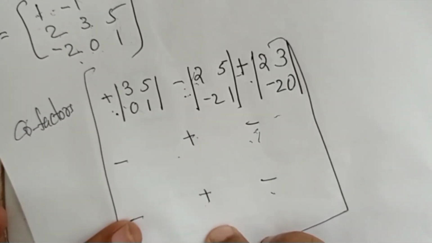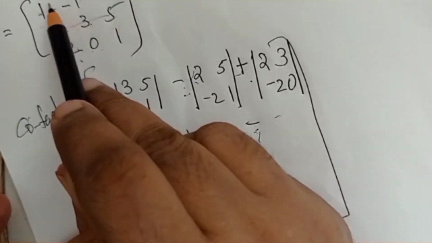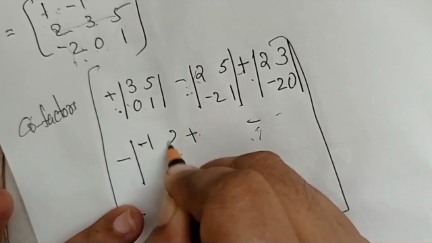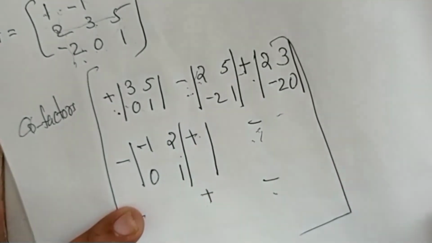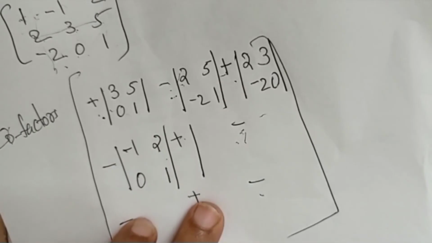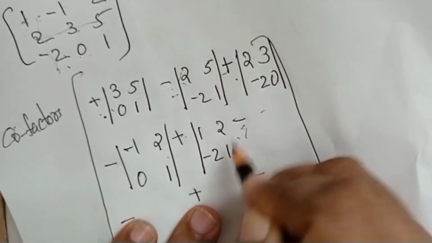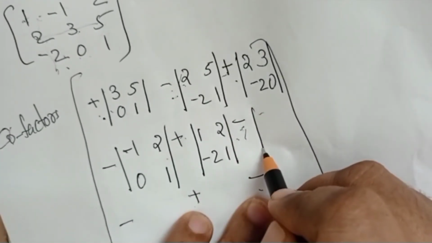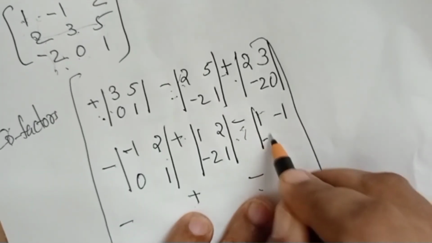Then what about the next one? Minus of this one. Minus, 1, 2, 0, 1? Then plus into its minor: 1, 2, minus 2, 1. The third one is 1, minus 1, minus 2, 0.